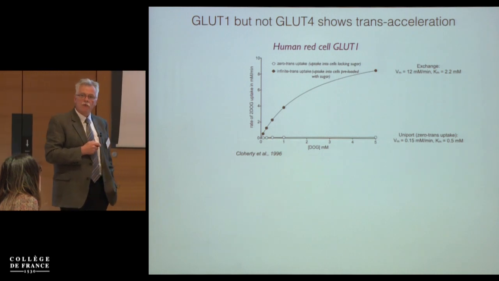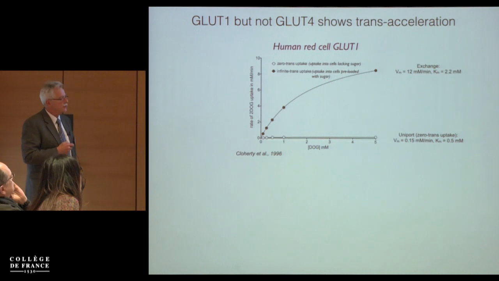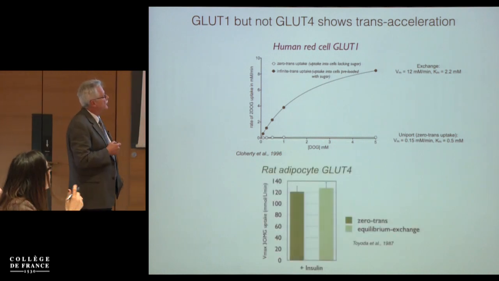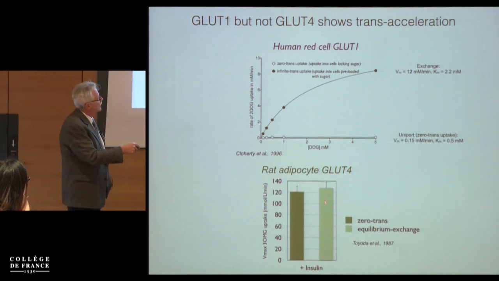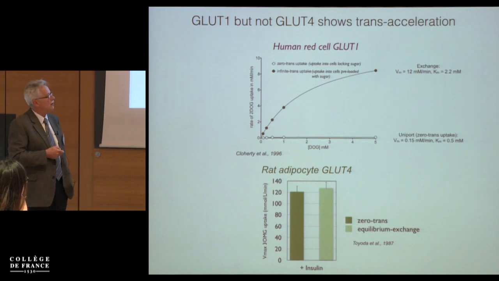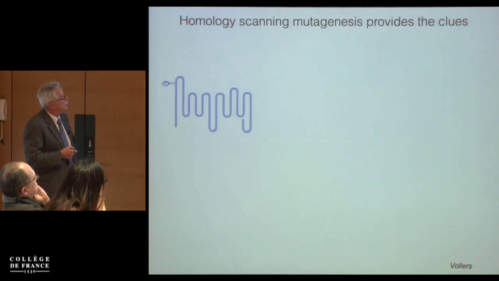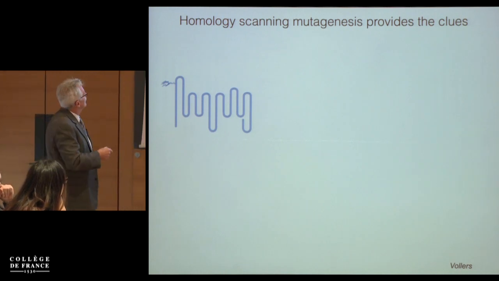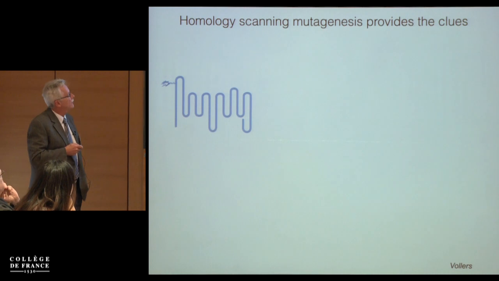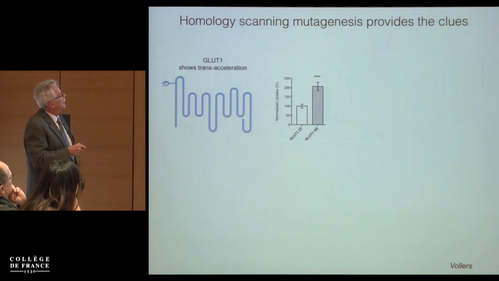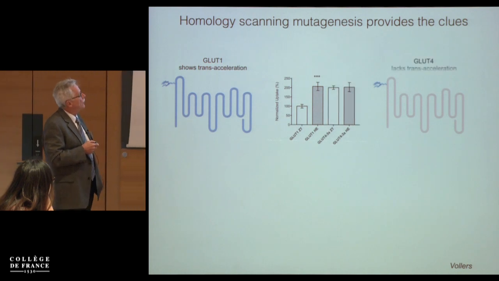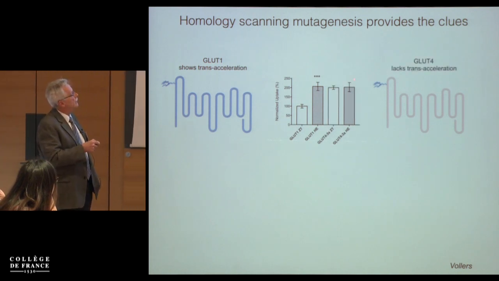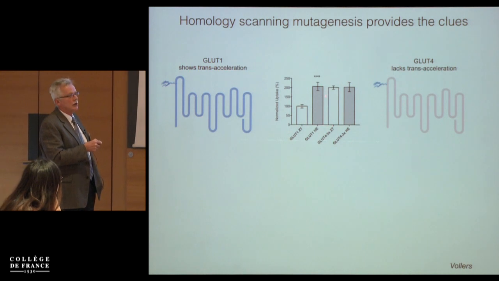Interestingly enough, GLUT4, the muscle and fat glucose transporter, the insulin-sensitive glucose transporter, does not show this phenomenon. This is uptake in the absence of intracellular sugar. This is uptake in the presence of intracellular sugar. Using homology scanning mutagenesis again, we were able to express GLUT1 in HEK cells, and we can show that uptake in cells lacking sugar is less than uptake in cells loaded with sugar. If we do the same experiment with GLUT4, you see two things. There's no transacceleration, but uptake in the absence of intracellular sugar is high.